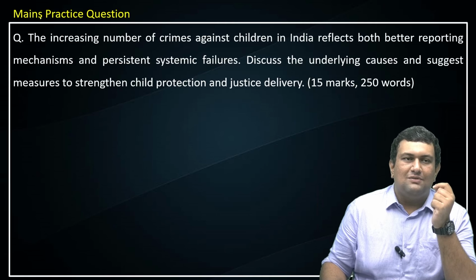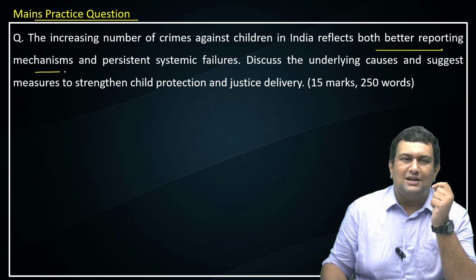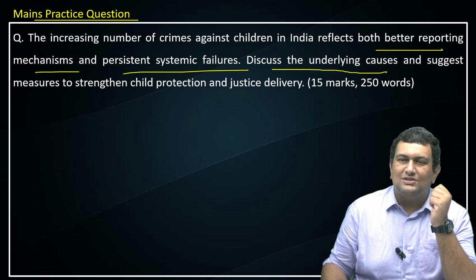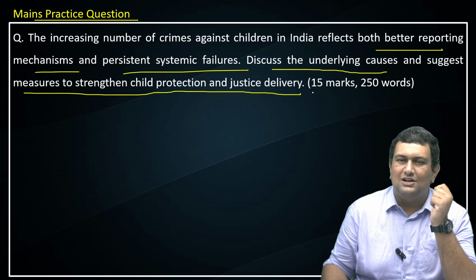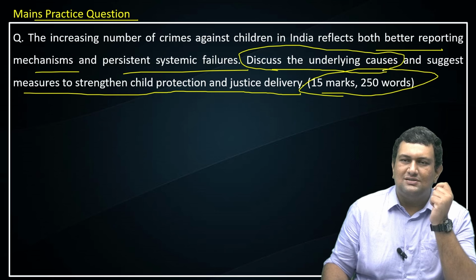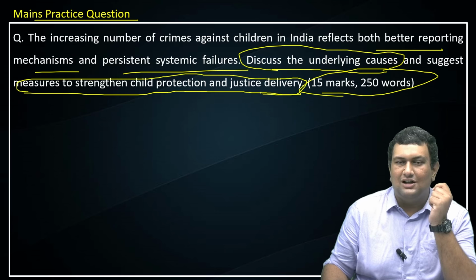Now we'll see a mains practice question. The increasing number of crimes against children in India reflects both better reporting mechanisms and persistent systemic failures. Discuss the underlying causes and suggest measures to strengthen child protection and justice delivery. It's for 15 marks, 250 words. So there are two parts to the question. The first is to discuss the underlying causes, and we have to suggest measures to strengthen child protection and justice delivery.